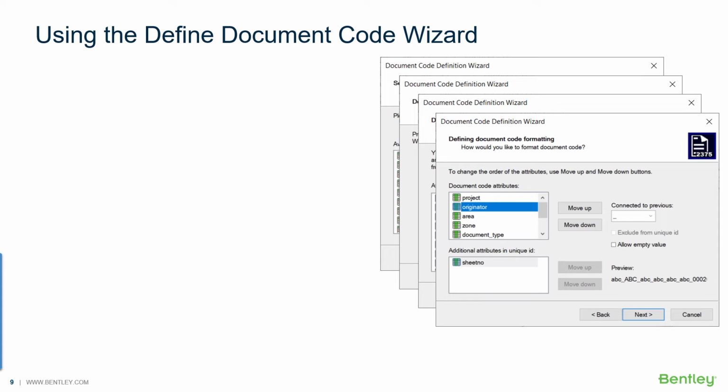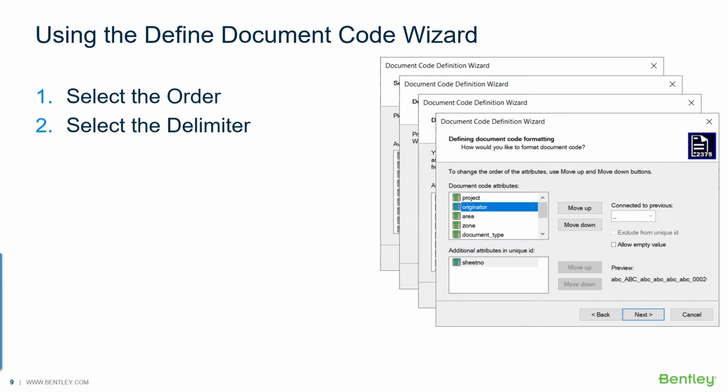The last dialog, defining document code formatting, will be used to, 1. Order the document code parts. Highlight and sort the code parts on how the document code will be generated, then click the move up and down buttons to change the order. If multiple secondary additional parts were chosen, those can also be sorted, but they can never be mixed within the primary parts.